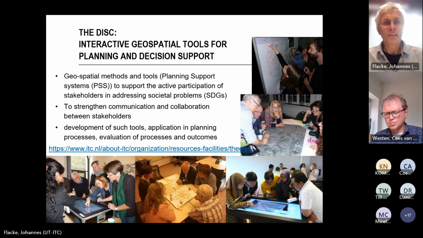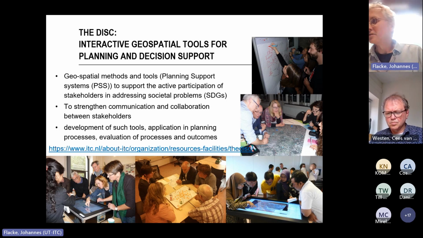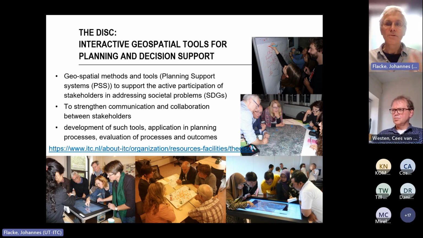And we develop these tools to support the active participation of stakeholders in addressing societal problems related, for instance, to the SDGs. May it be on climate adaptation, the energy transition, disaster risk mitigation and adaptation, and other topics, environmental health. The idea of these tools, and that relates to the cartoon I was just showing on the slide before, is to strengthen and to improve the communication and collaboration between the different stakeholders, which is the key activity of what planners do.